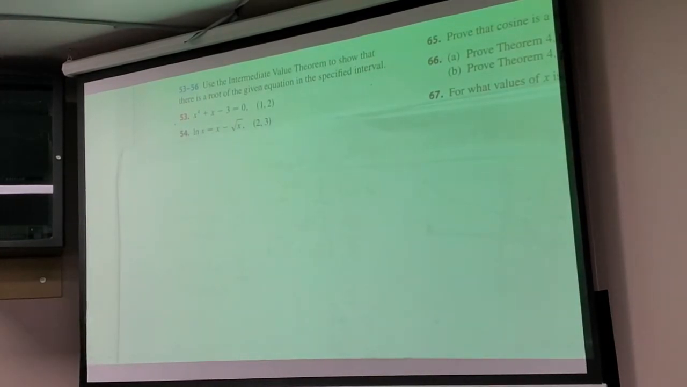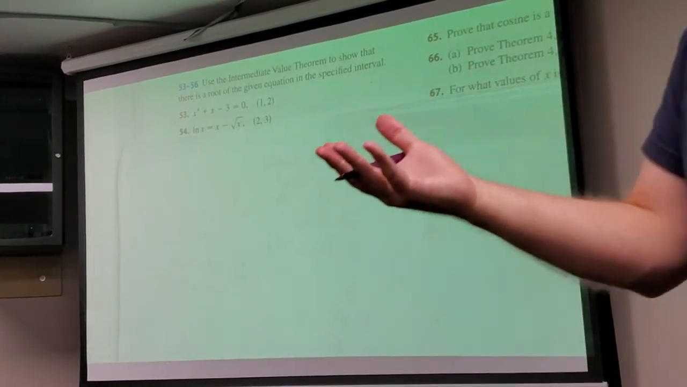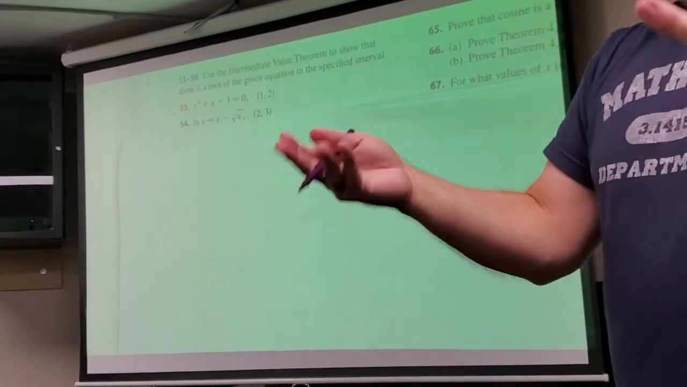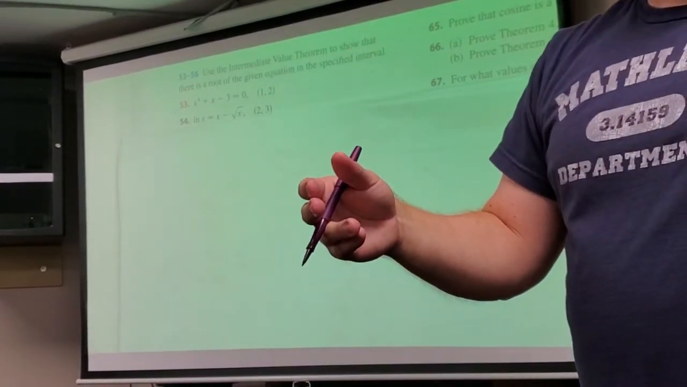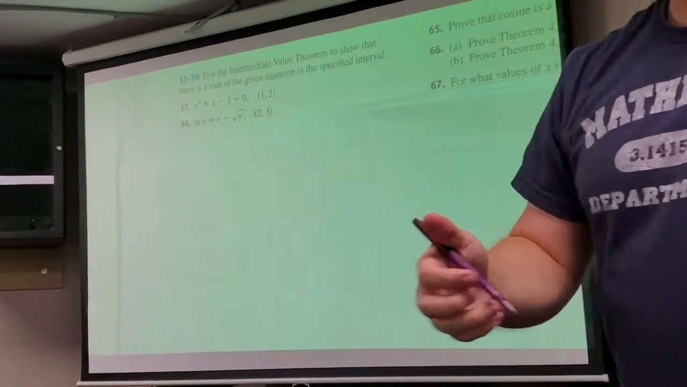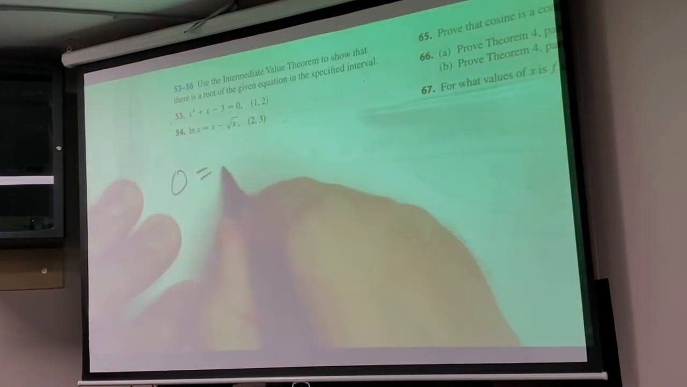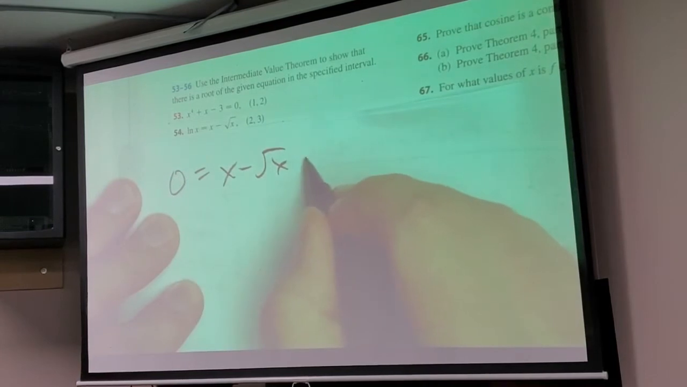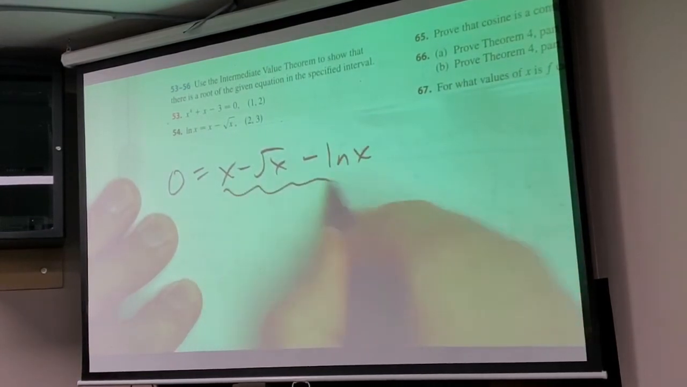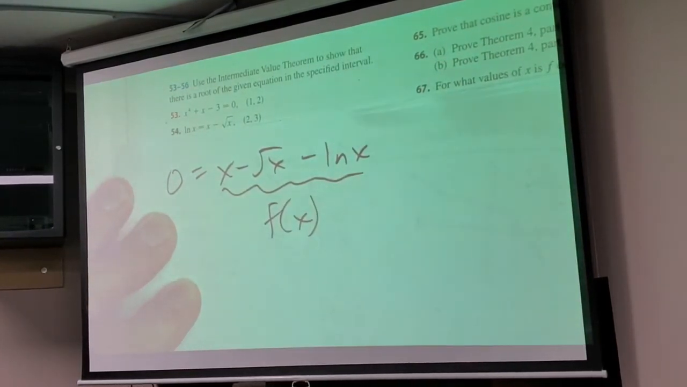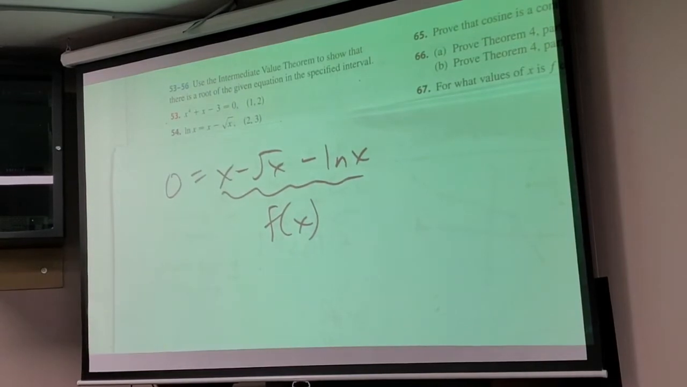So there's two functions up there. You guys agree? Okay. So how do I make there be one function? Well, I move everything to one side. So I'm going to move the natural log over. Why not? Now this is my function. Is that a continuous function on that interval?